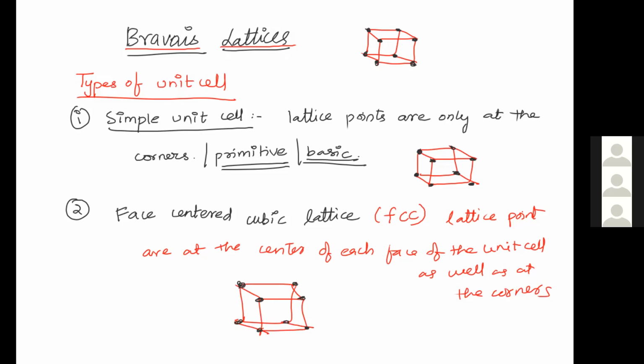Imagine you have a cube. This is a face, this is a face, the bottom is a face, the front is a face, the back is a face. Take a dice or a watch box, anything square, and look at the faces: top, bottom, left, right, front, back. There are 8 corners and 6 faces, so 6 faces plus 8 corners. All these lattice points are involved in face-centered.